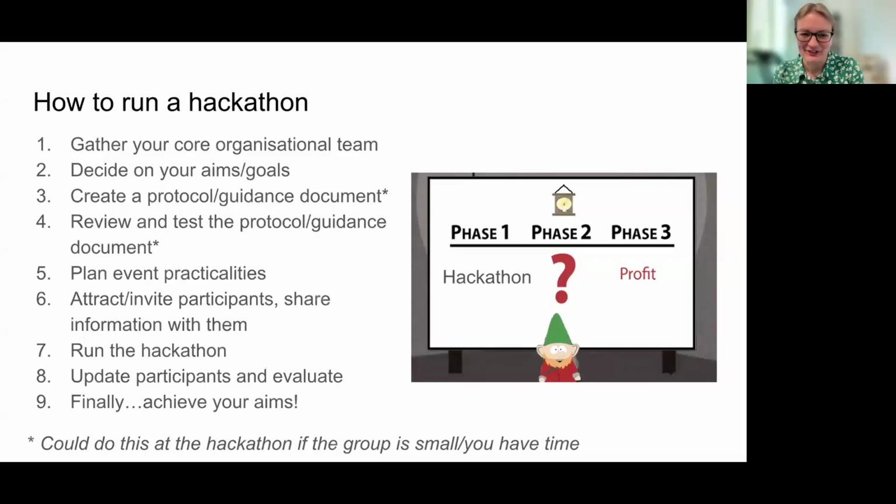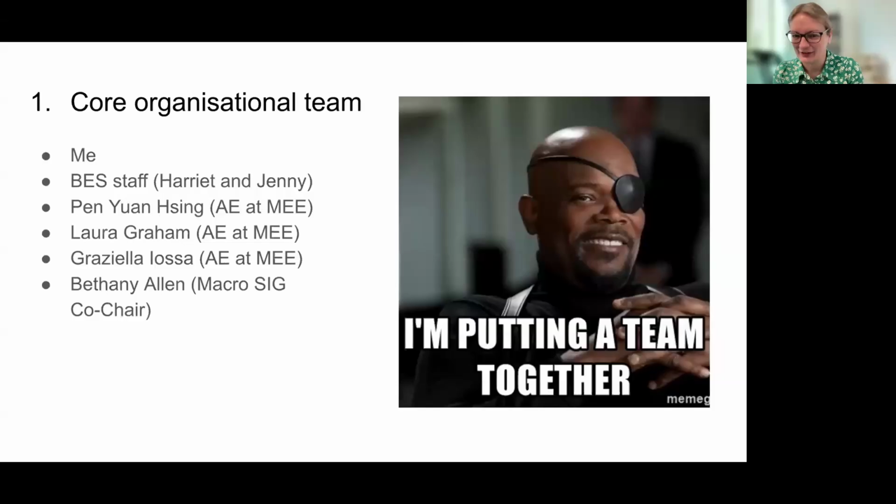So what do we do? This is, again, the routine that we went through. We got together a core organizational team: me, some people from the BES, and some of the associate editors at Methods in Ecology and Evolution.